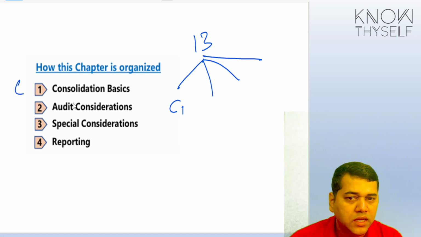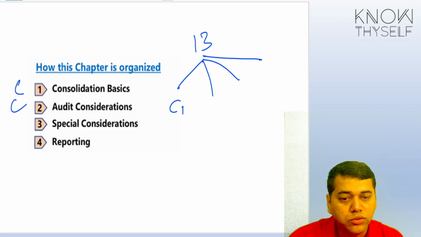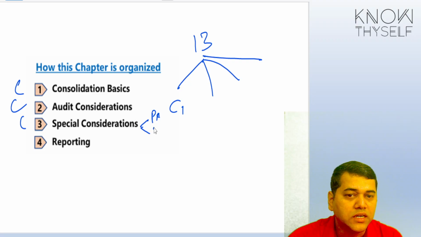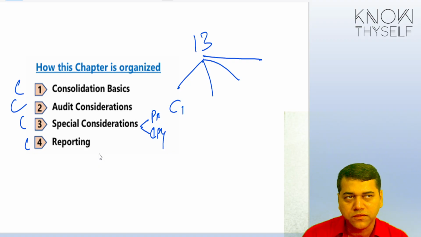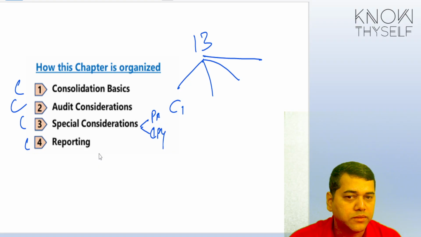Concept number 1, the basics of consolidation. Concept number 2, your audit considerations. Concept number 3, special considerations, which include permanent adjustments and current period adjustments. Concept number 4, reporting. So when any question comes, first figure out which concept it falls under. Then sub-concepts will come into the picture.